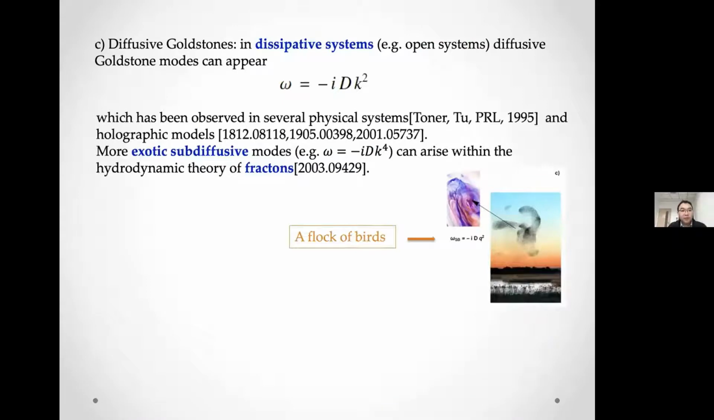The last case is the diffusive Goldstones. Typically in dissipative systems, these diffusive Goldstone modes can appear. For example, these quadratic modes have been observed in several physical systems, as in this paper, as well as in holographic models. More exotic modes, like this k to the fourth, can arise within the hydrodynamic theory of fractons. A very interesting example here is a flock of birds. This picture gives the dispersion relation with the diffusive mode.